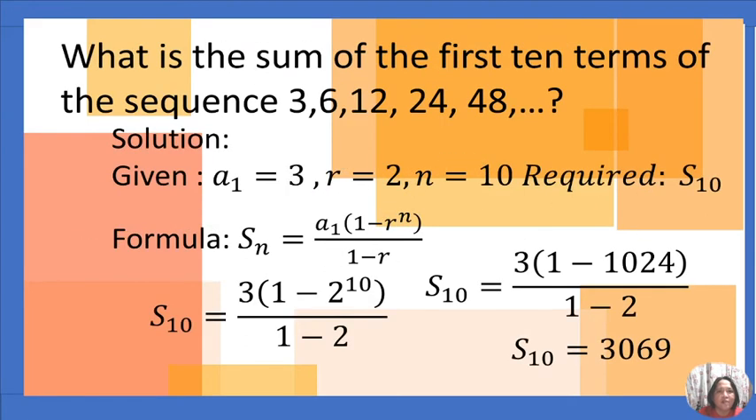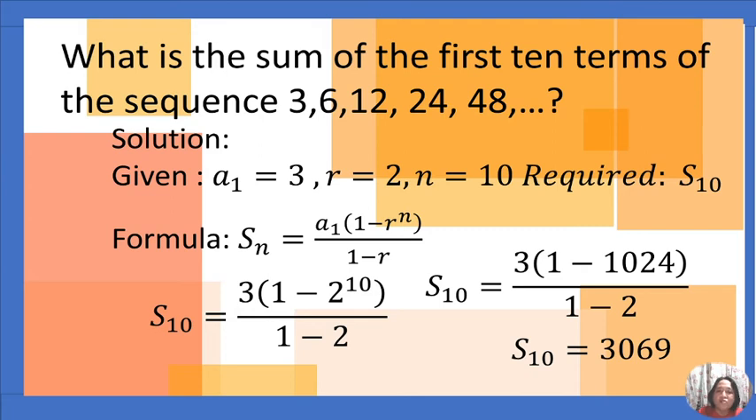So let's have an example. What is the sum of the first 10 terms of the sequence 3, 6, 12, 24, and 48? So 3, 6, 12, 24, 48 is an example of a geometric sequence. So we're going to use the formula for the sum of the geometric sequence, and that is geometric series. The formula is S sub n equals a sub 1 times the quantity of 1 minus r raised to n, all over 1 minus r.